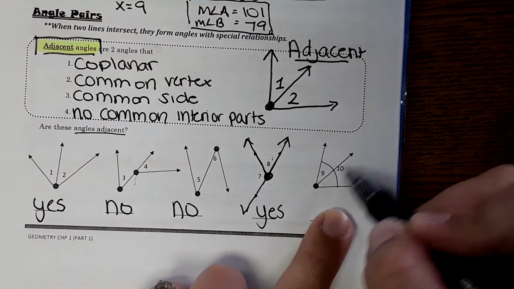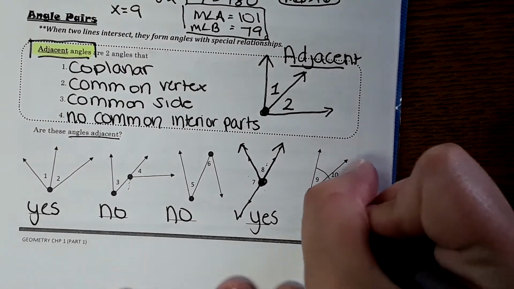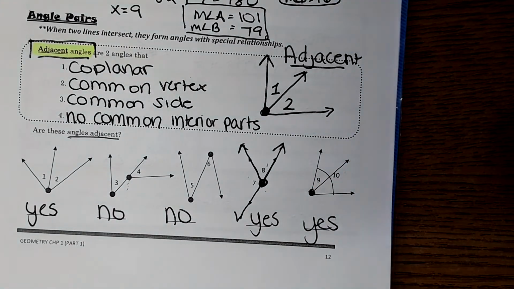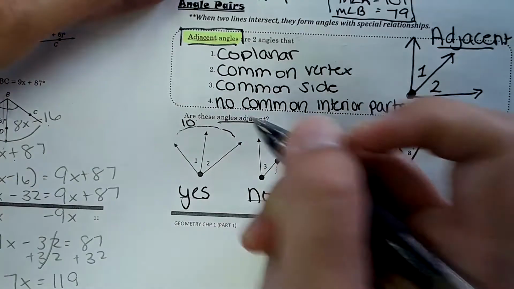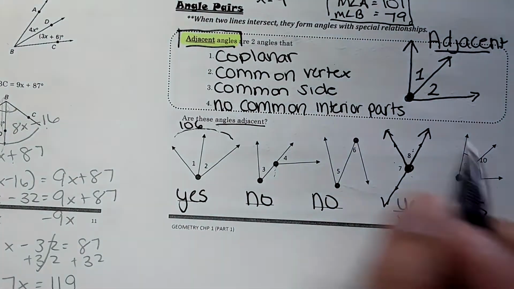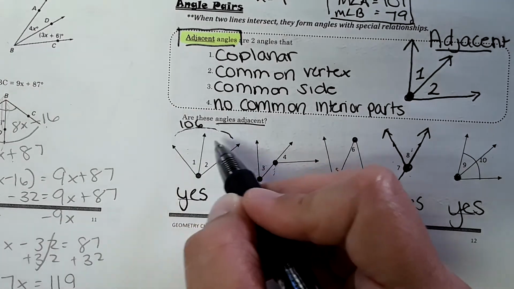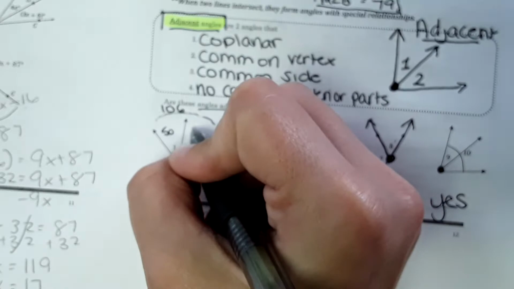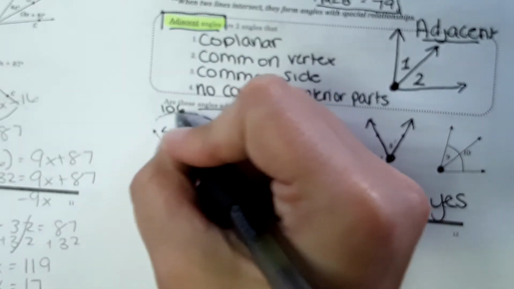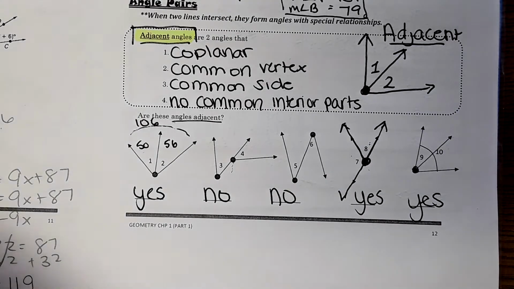And same with this one. They share the common vertex and a common side, so yes, they are adjacent. And just what happens with adjacent angles is, if you knew this whole thing was, let's say, 106 degrees, I'm just making up a number, with adjacent angles, you know that these two add to 106. So if one was like 50, the other one would have to be 56 because they add to 106. So that is the importance of adjacent angles.